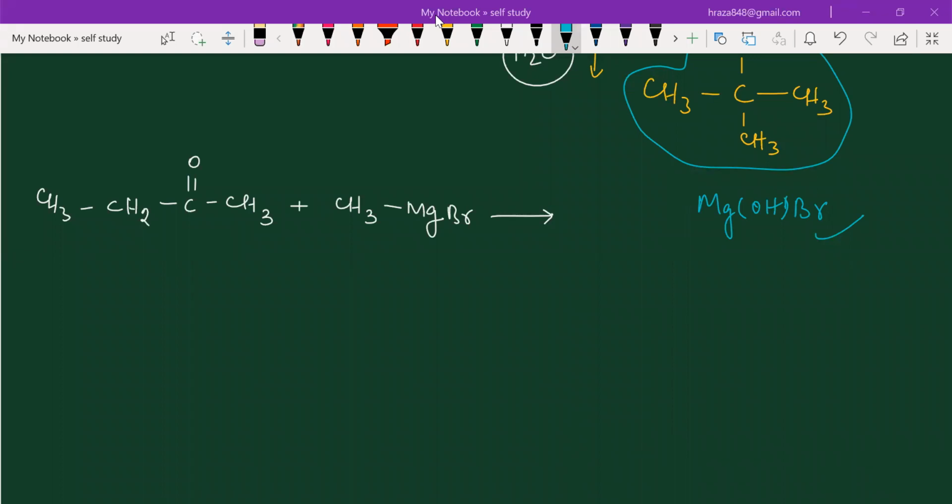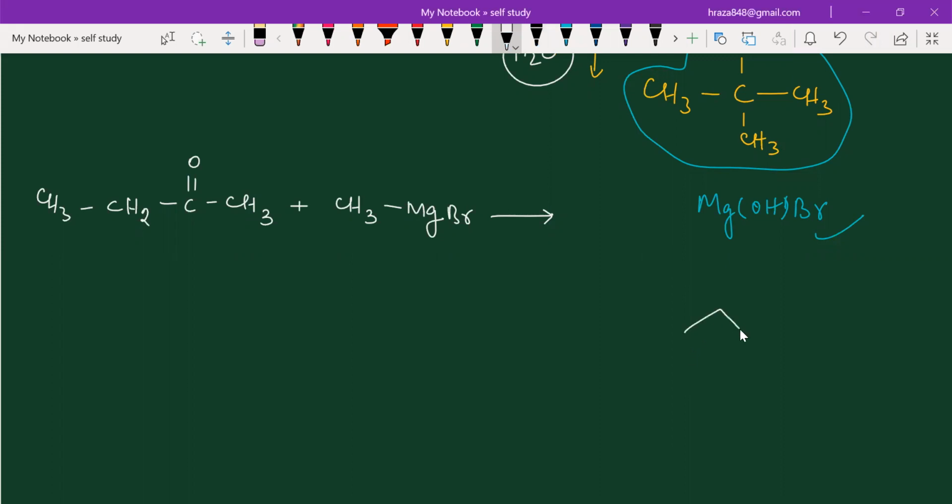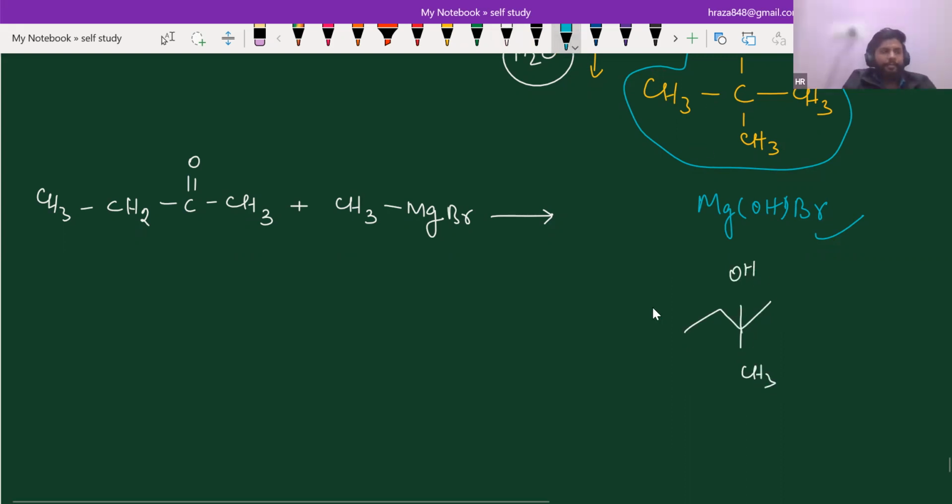Methyl butanol. What is the position of methyl? Who will say that? How can I understand where the methyl is? 2-methyl butanol. Your IUPAC is quite weak.